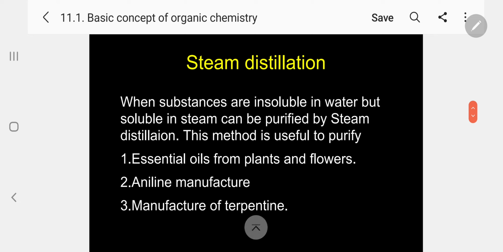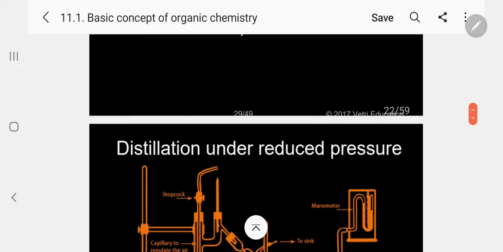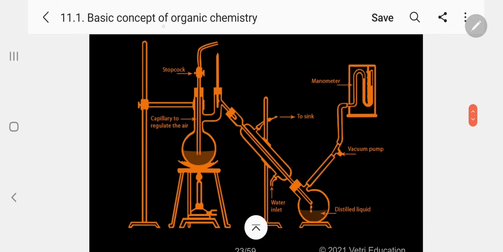Kindly follow. When substances are insoluble in water but soluble in steam, they can be purified by steam distillation. So there is a specific condition. They will be insoluble in cold water but soluble in steam, and can be purified only by steam distillation. This method is useful to purify essential oil from plants and flowers, aniline, manufacture of turpentine, etc. So this is the apparatus used for the steam distillation. There is a steam generator, it is passing everything.